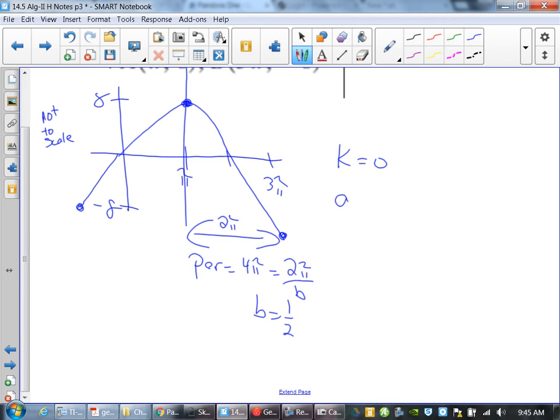What's our A value going to be? 8. Now, plus or minus, it can be plus or minus depending upon what graph we wanted to choose. Okay.